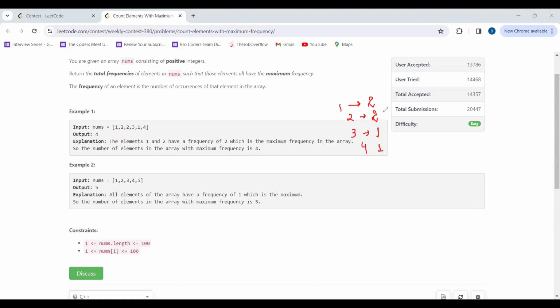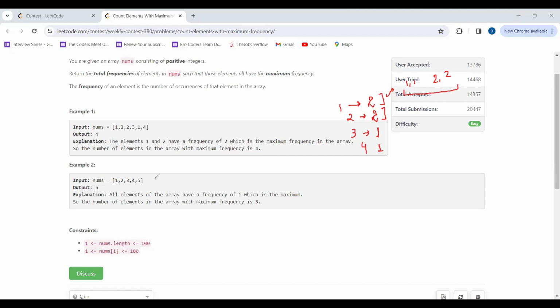Okay. So what is the maximum frequency of an element present in this array? 2. And how many elements have this maximum frequency? 4. Right, 4 elements have this maximum frequency. Two are 1 and 1, and two are 2 and 2. So in total we have 4 elements which have the maximum frequency.